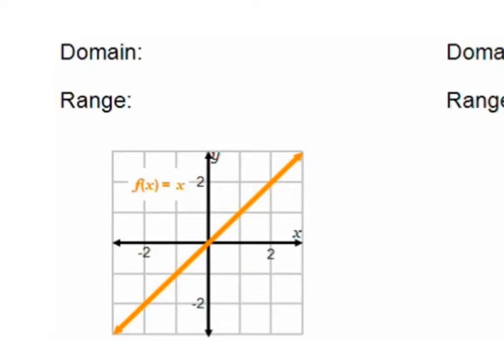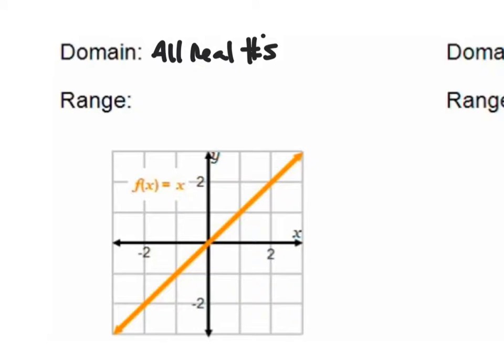Let's take a look at this first one, and we have the line y equals x, or f of x is equal to x. That's a straight line with a slope of 1, y-intercept is 0. The question is, where do I have my x values? The domain is all real numbers, meaning that we can have negative x values, 0, and positive x values. And the same thing with the range.